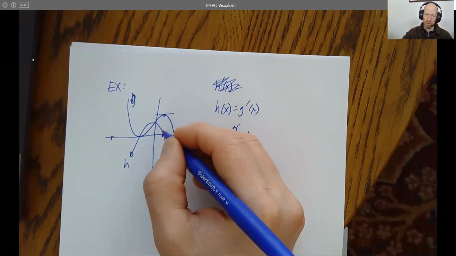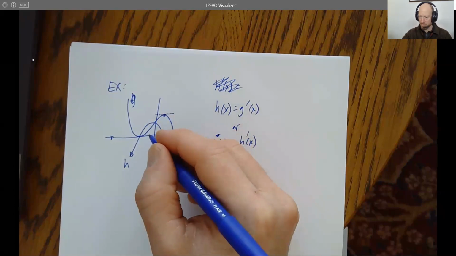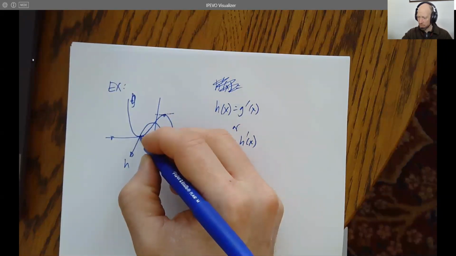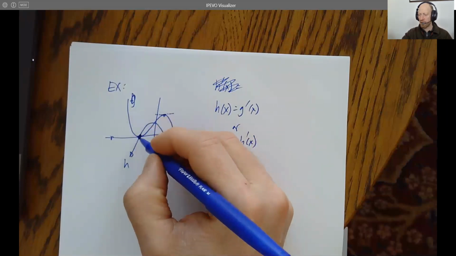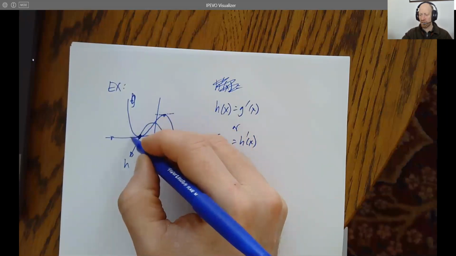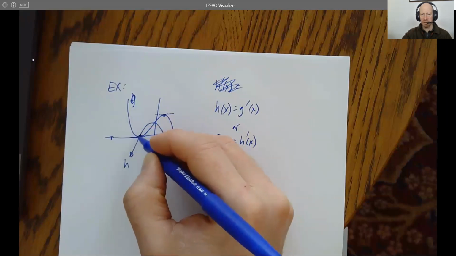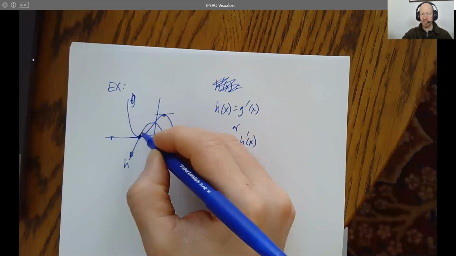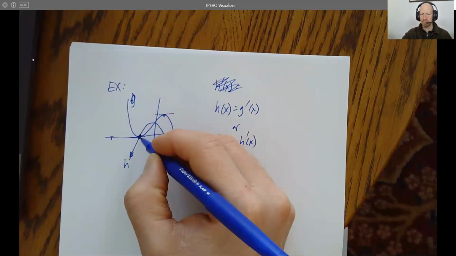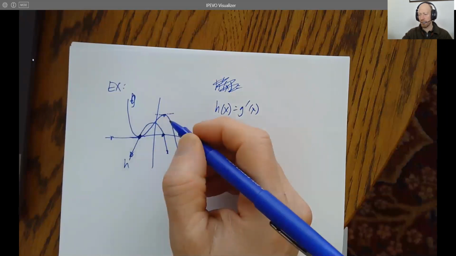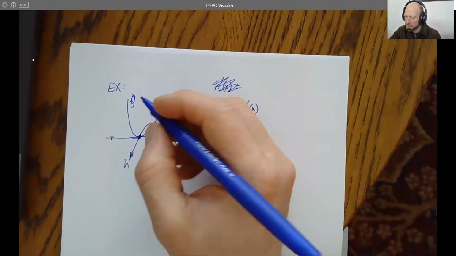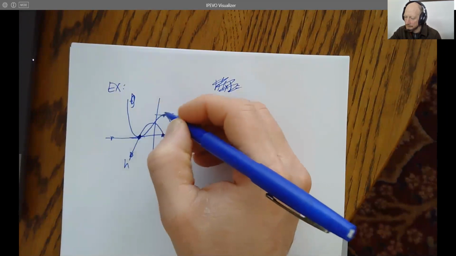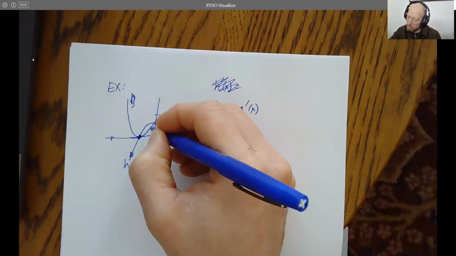Now, I don't know for sure. I've got to figure out some more information. But notice here's another point. Right there, g also has a horizontal tangent line, which has slope 0, and the value of h right there is also 0. So there's another point. This is looking pretty good right now. What is the slope of g right here?